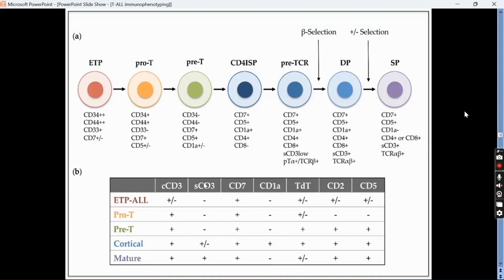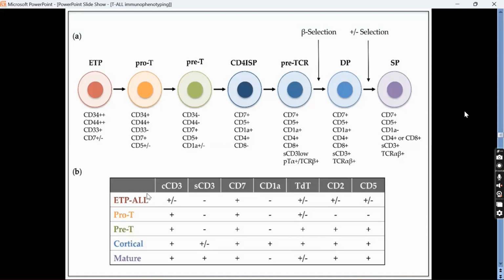Okay, forget ETP-ALL, which I'll tell you about later. Don't worry about that. So cortical, remember, is double positive, CD1a positive, and CD3 can be variable, positive or negative. So if any T-ALL blast is CD1a positive, it is cortical. In mature T-ALL, the blast shows surface CD3 positivity, and it is either CD4 or CD8 positive, then it is mature.